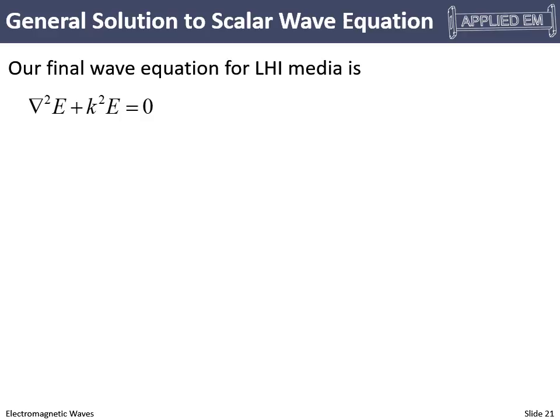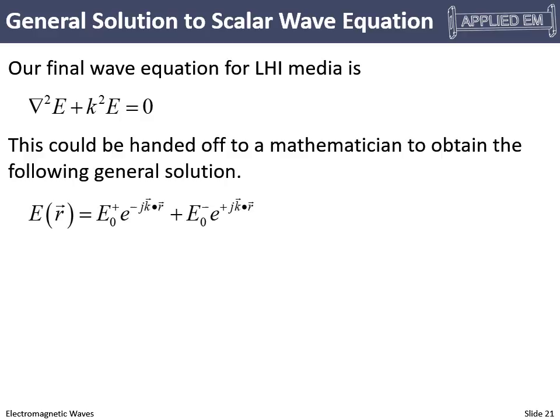So we could hand this off to a mathematician, and they may not even know what it is, but they could give us the solution, and then we could start analyzing it and giving it physical meaning. If we did that, this is the solution that they would give us. And so now we can start to put physical meaning to the terms. If we look at that first term, we see a complex exponential, and you know what? That is the form of a plane wave that's propagating in the direction of k.